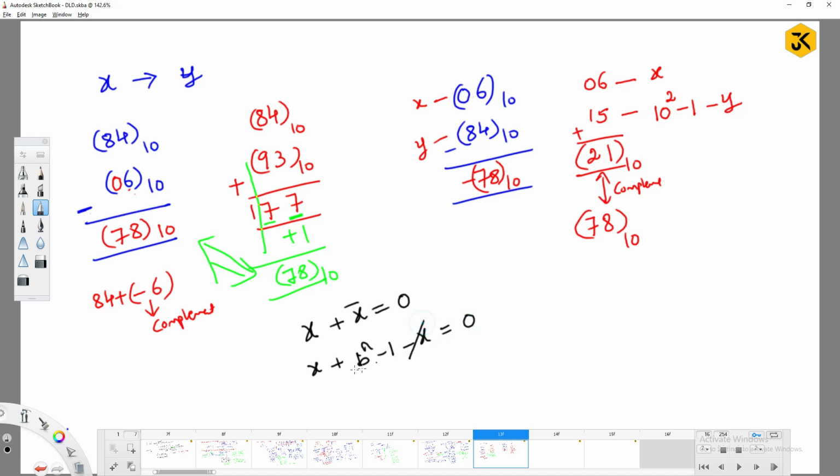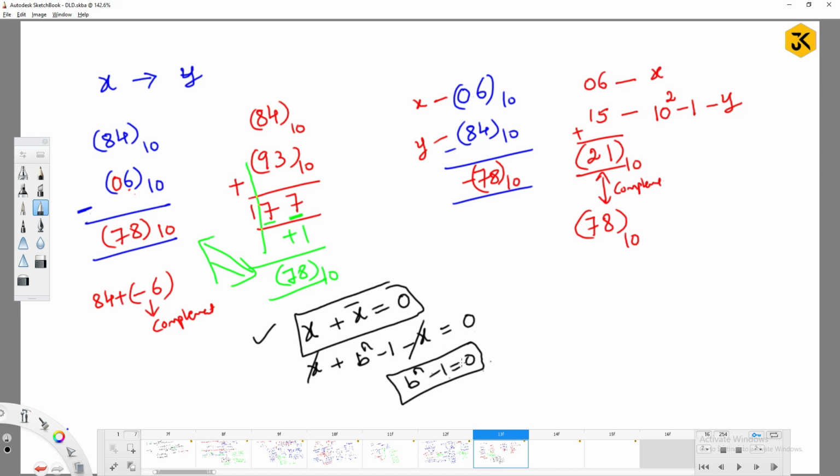If you are going to remove this one, what you are going to get here? B power n minus 1 is equal to 0. Meaning that this particular equation is going to be satisfied when b power n minus 1 is equal to 0. Then only our statement is correct.